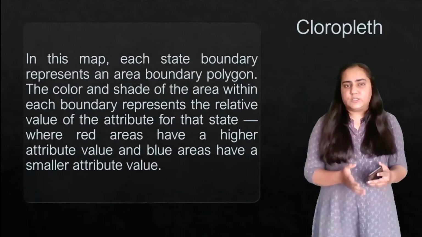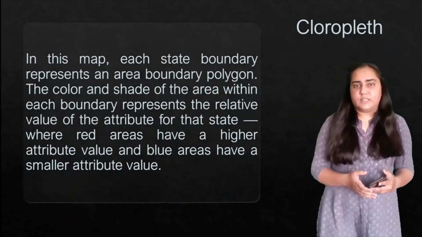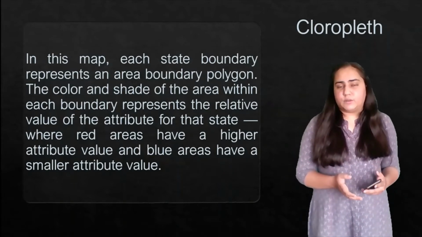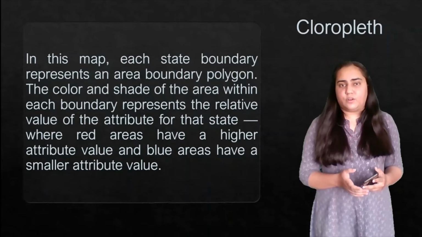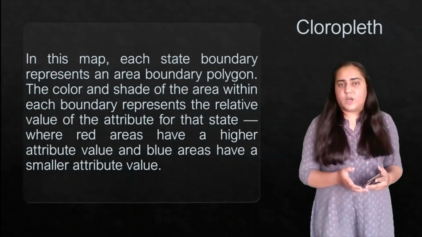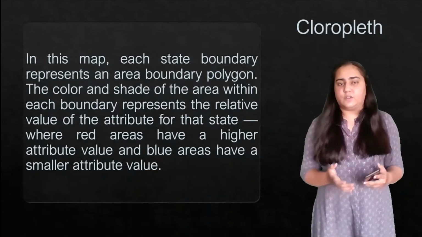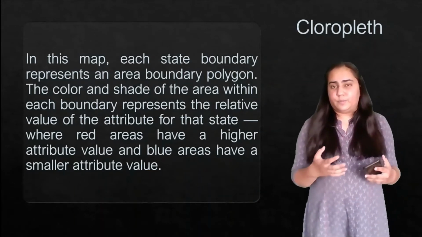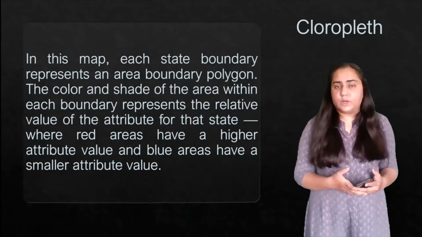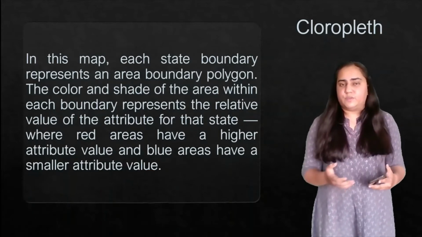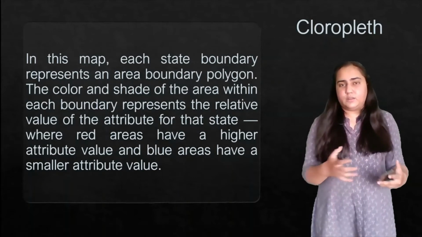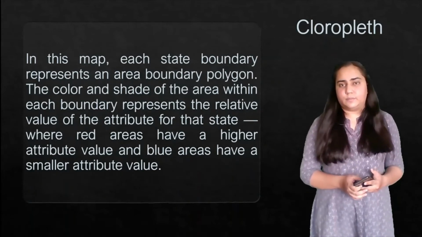In this map, each state boundary, as we saw in the previous map, represents an area boundary polygon. The color and shade of the area within each boundary represents the relative value of the attribute for that state, where red areas have a higher attribute value and blue areas have a smaller attribute value. So there is also an attribute value associated with each color of the polygon that we saw earlier. There was pink and some of it was yellow. So you could show different attributes by coloring those polygons differently.